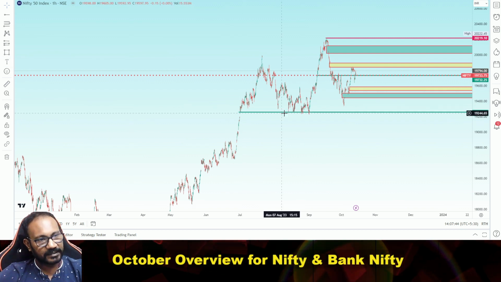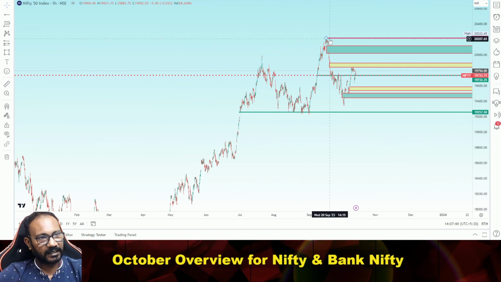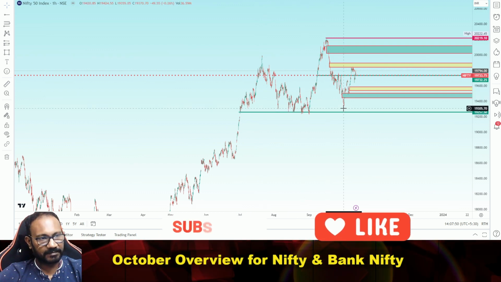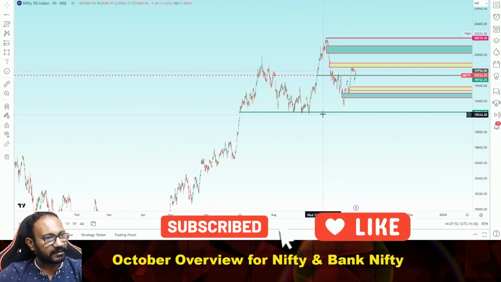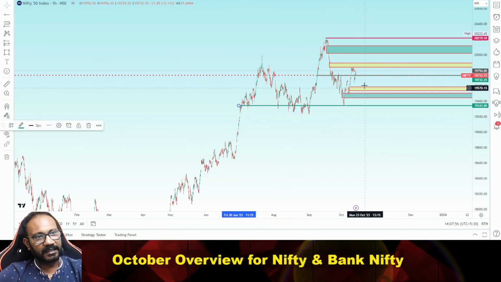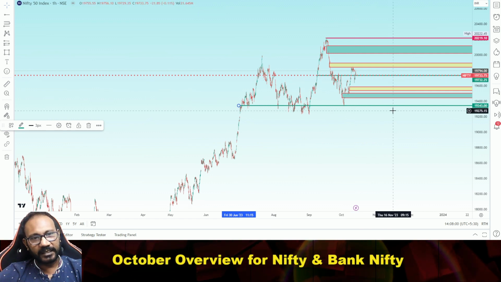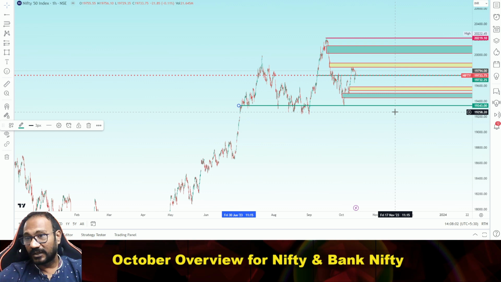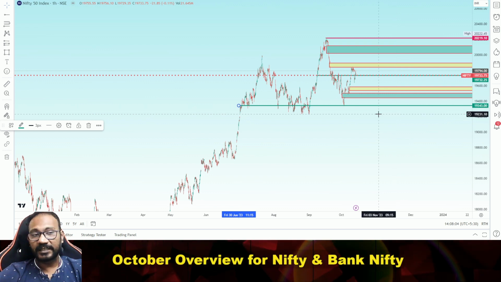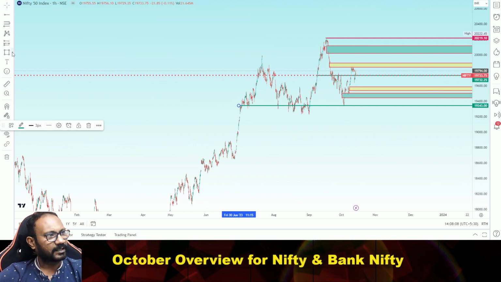Consider this as the neckline. It has made a peak, came down, and then it has made a peak, and then it has come down. Now, if I consider this as the neckline, and the market goes any time below 19,350, I'm expecting a massive downside action. That is positional correction, I would say.